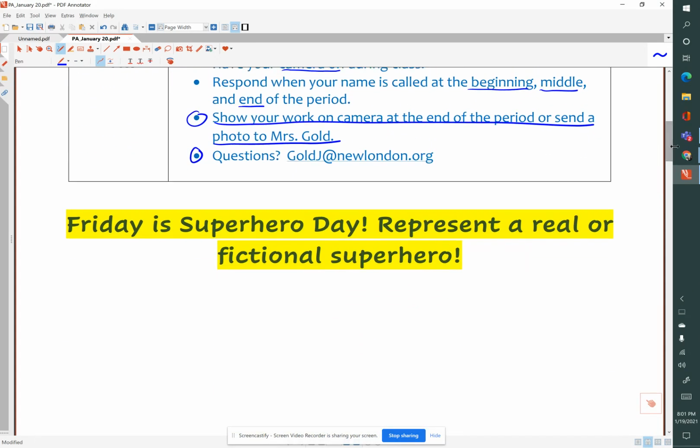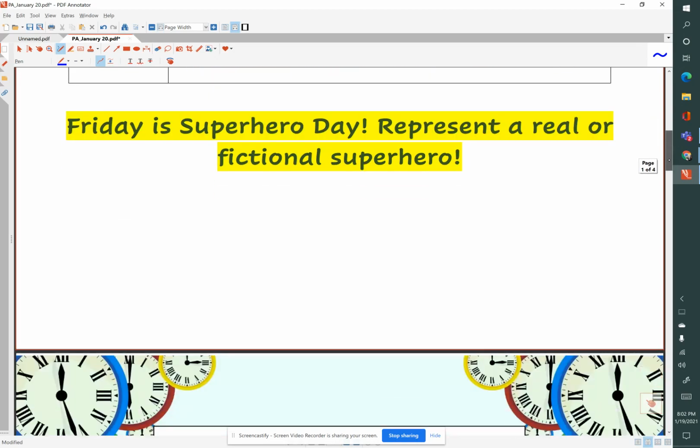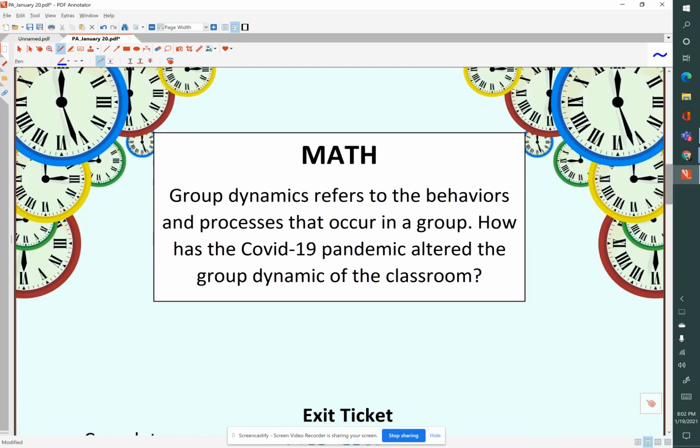So Friday coming up is our superhero day, where you get to represent a real or fictional superhero.